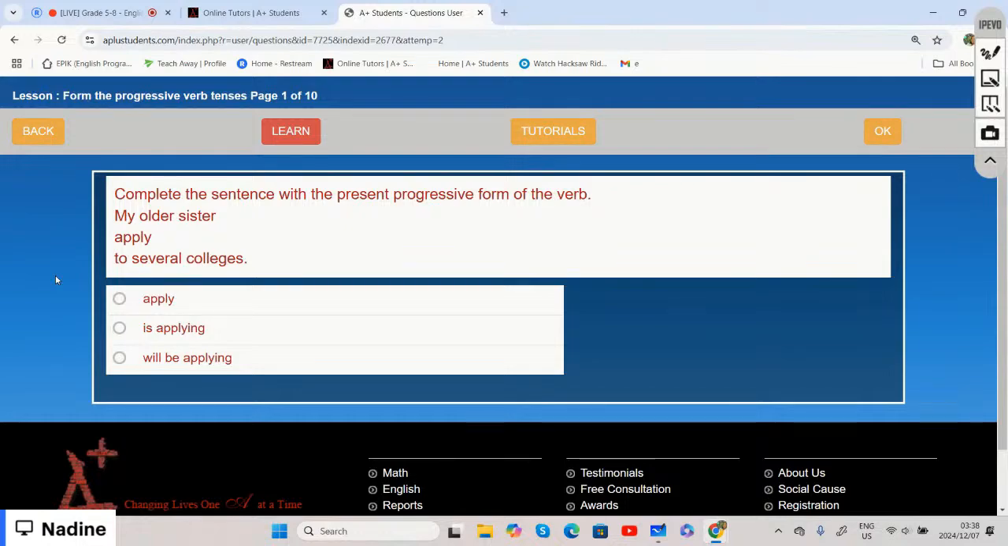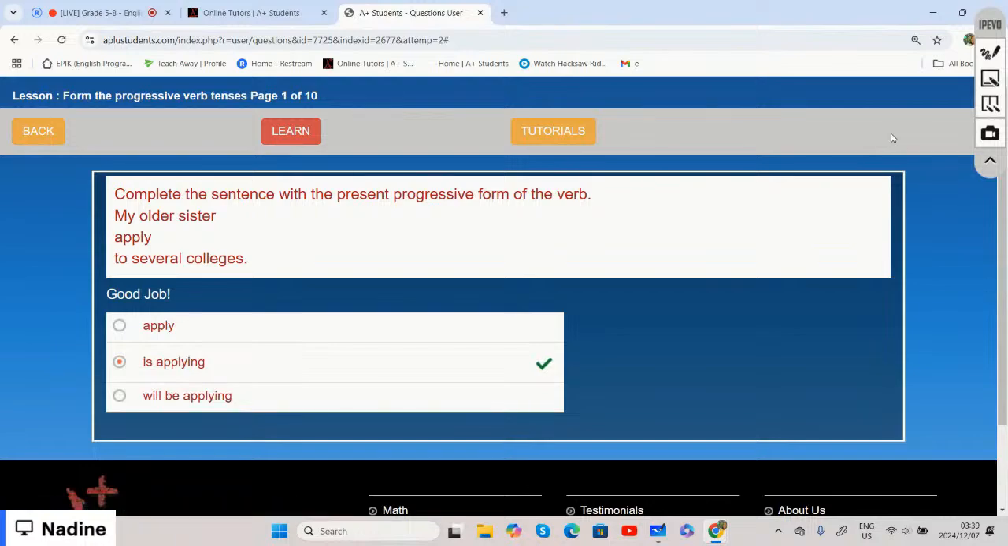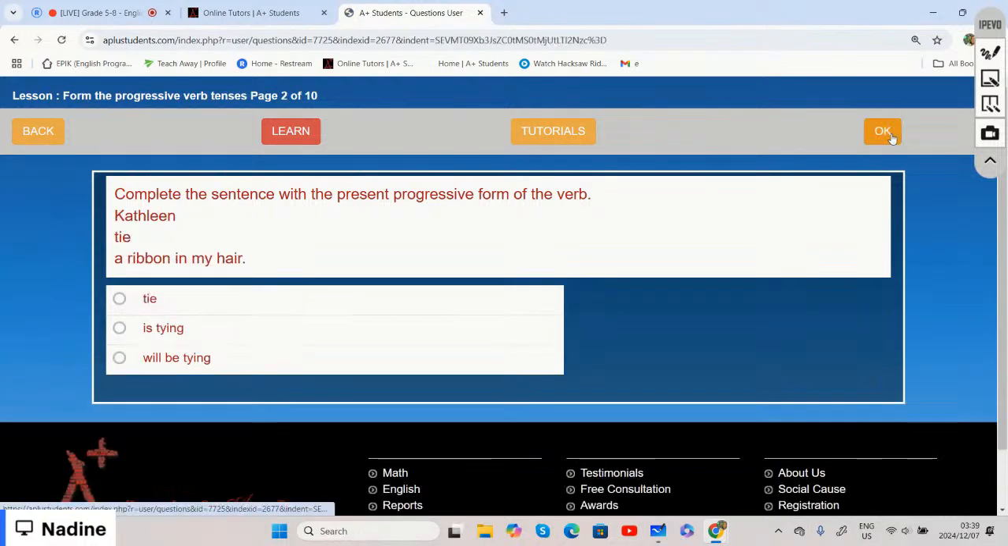All right, and if we were to select the correct option, we will say my older sister is applying to several colleges, because that shows the present progressive verb tense. It's something that she's doing now. She is applying. Well done. Option two, is applying, is correct because it shows that it is in the present tense.